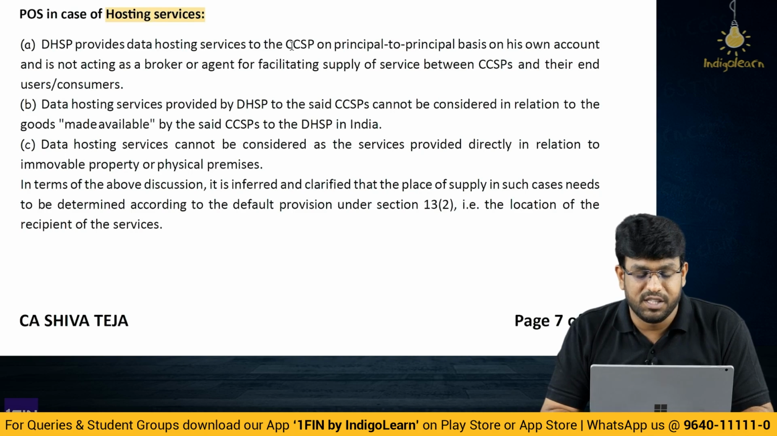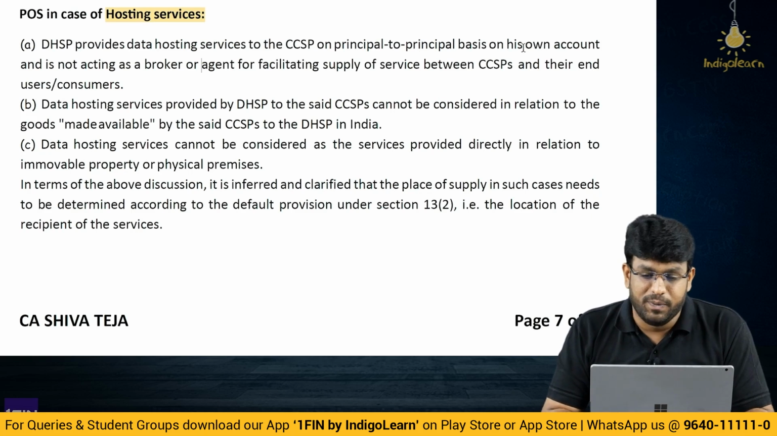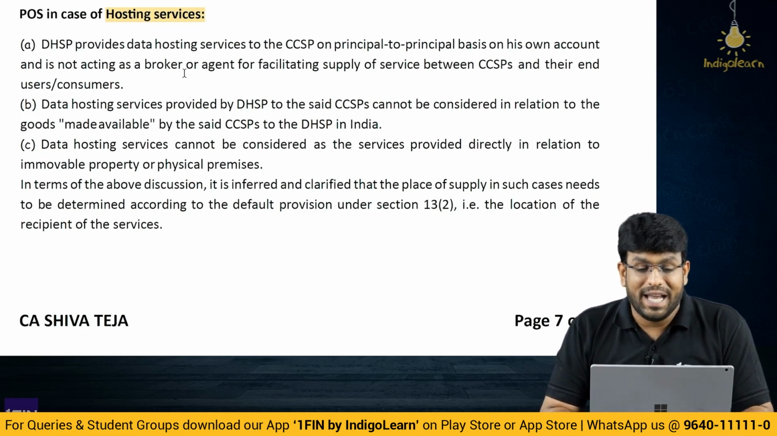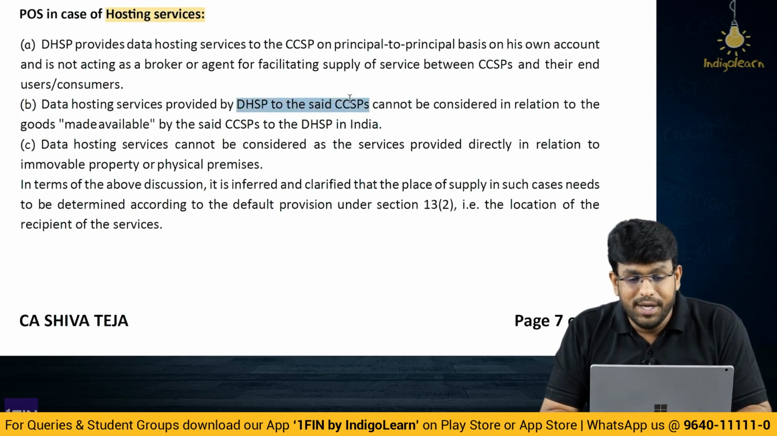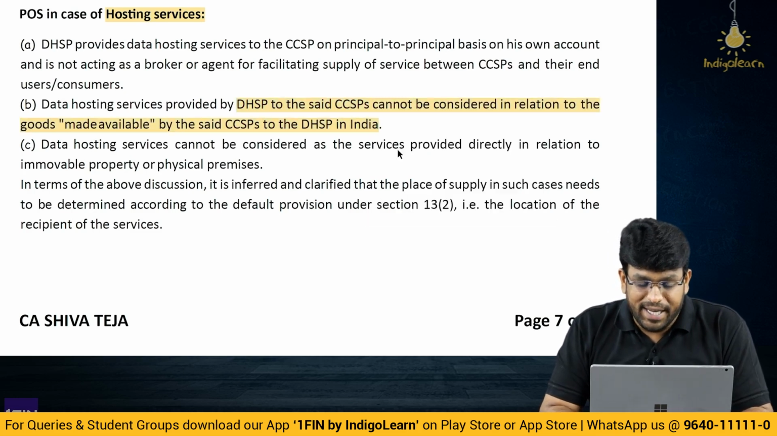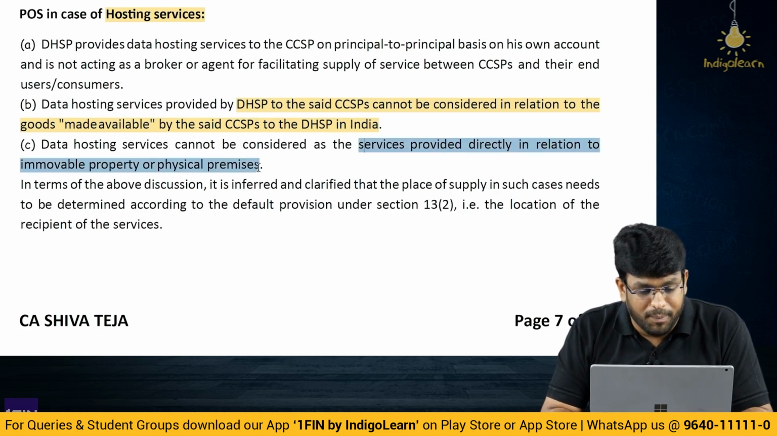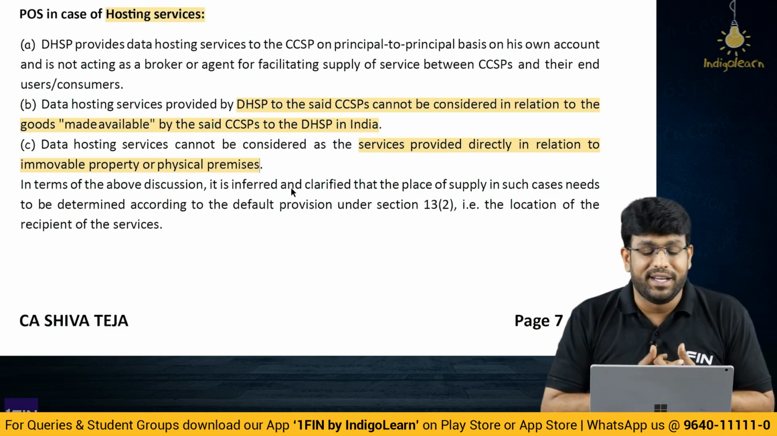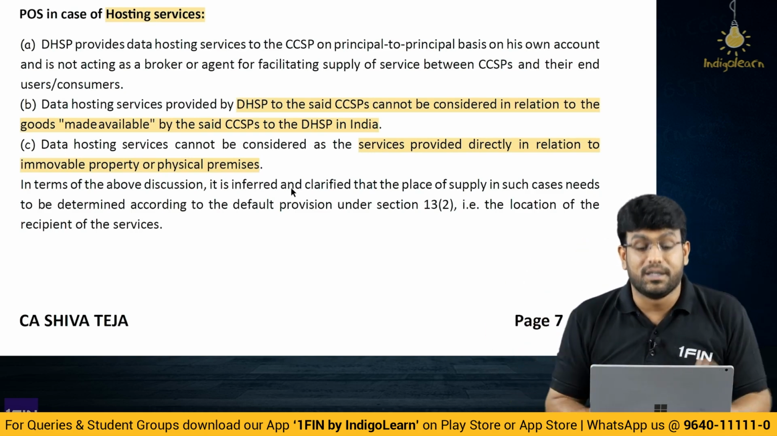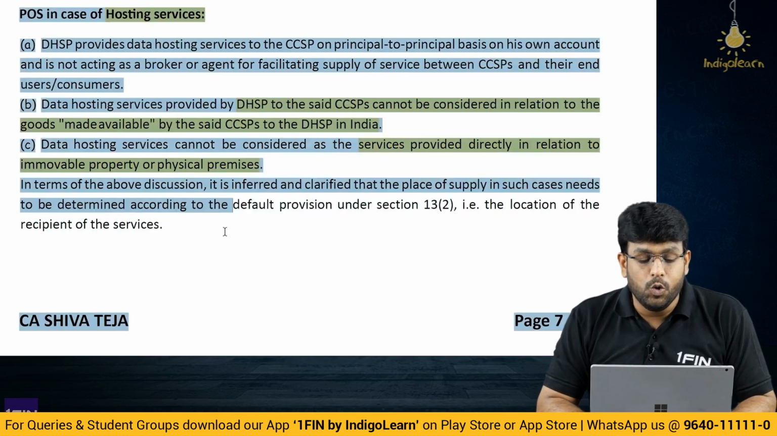Next, place of supply in case of hosting services, DHSP, data hosting service providers, my dear friends. They provide data hosting services to CCSP, that is cloud computing storage provider, on principal to principal basis on his own account and is not acting as a broker or agent for facilitating supply of service between CCSP and the end consumer. And data hosting service provided by data hosting service provider to CCSP cannot be considered in relation to goods made available. And it cannot be considered as service in relation to immovable property. And if it is not service in relation to immovable property, if it is not intermediary service, automatically place of supply will be governed by general rule, that is 13(2), my dear friends.